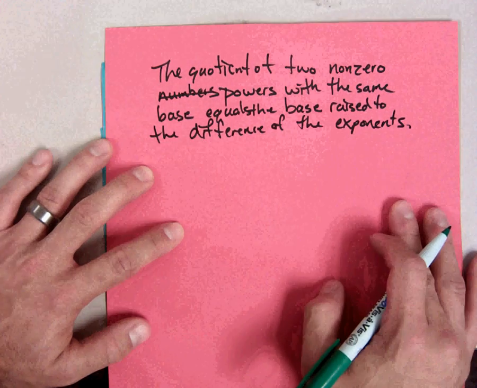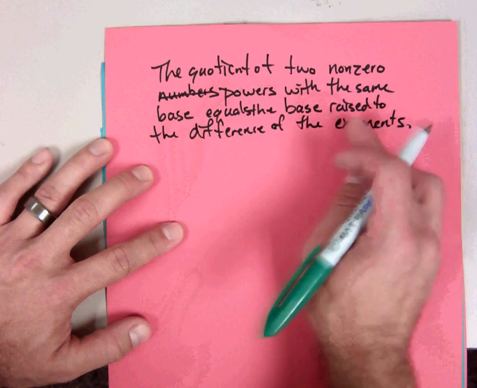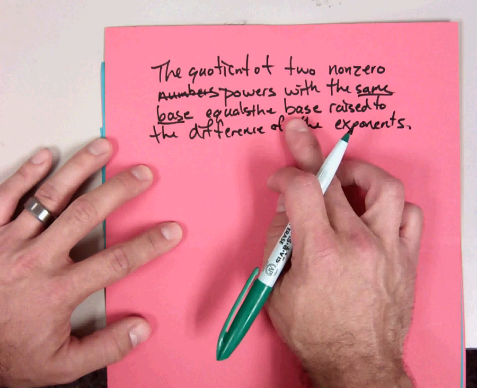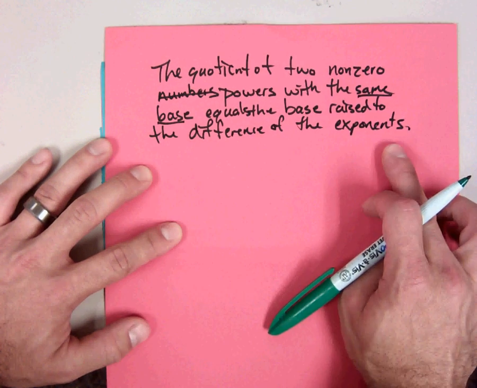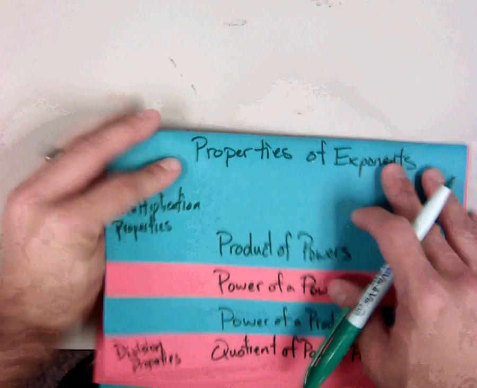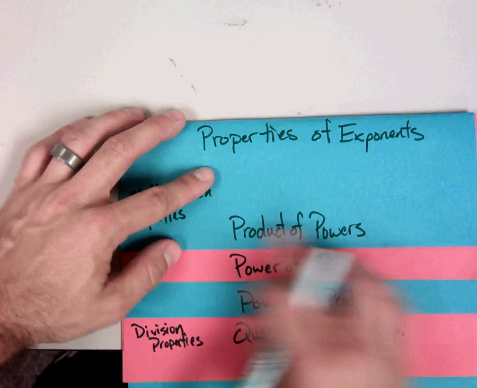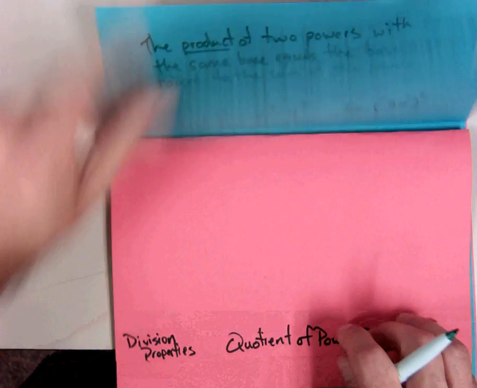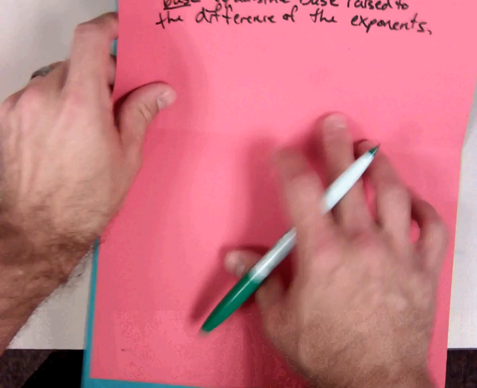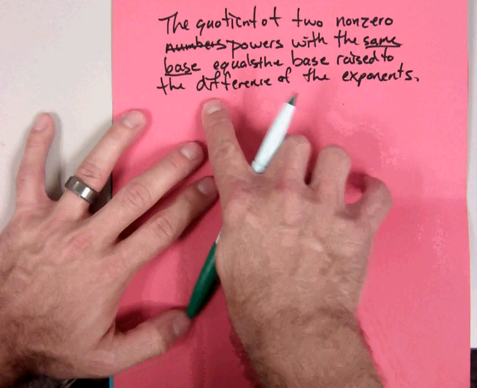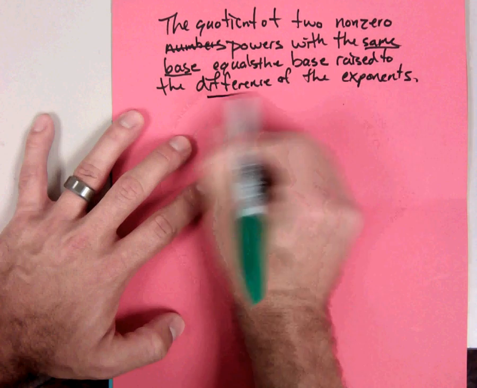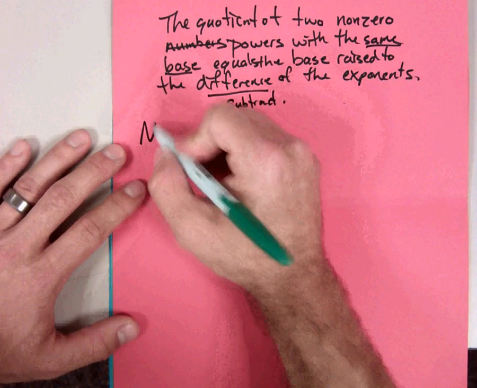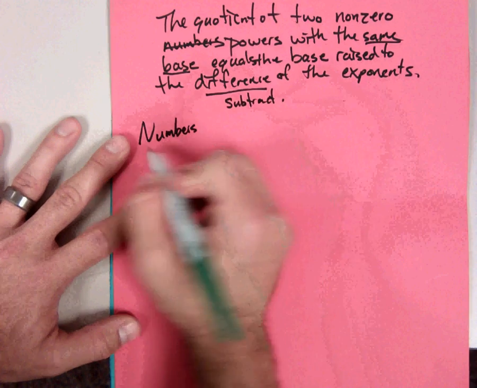All right, so the quotient of two non-zero powers with the same base, that's important, same base, equals the base raised to the difference of the exponents. So if you remember, when we were doing the product of powers property, when we multiplied bases that are the same, we would add the exponents. And now, when we are dividing bases that are the same, we're going to subtract. Remember, difference means subtract. So let's take a look at what that looks like in numbers and then in variables.